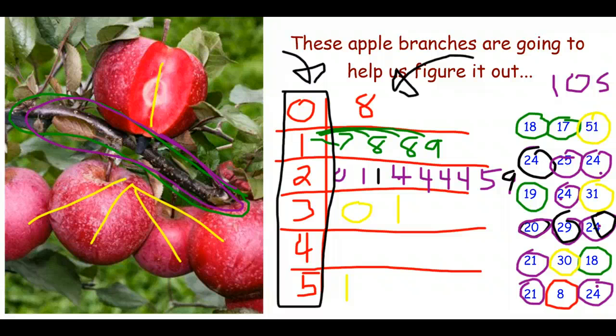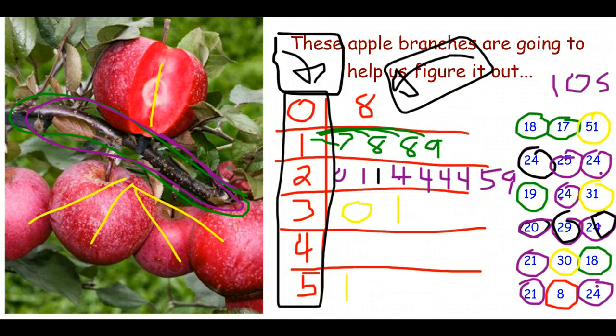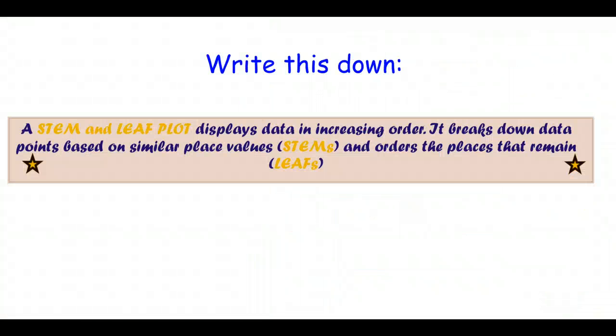And this is actually what we call a stem and leaf plot. The numbers here that we thought of as apple tree branches are called stems, and these numbers here are called leaves. As you can see, many leaves come from one stem, just like many apples can come from one branch. So go ahead and pause the video here and write down this definition of a stem and leaf plot. A stem and leaf plot displays data in increasing order, breaks down data points based on similar place values, which are the stems, and then orders the places that remain, and we call them the leaves.